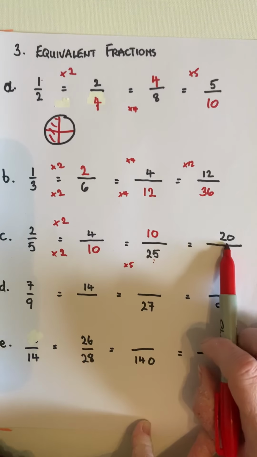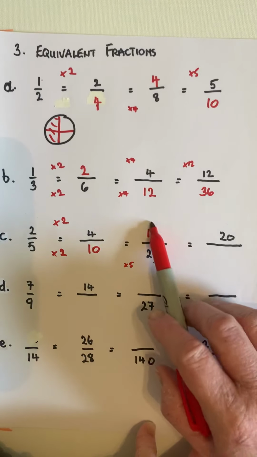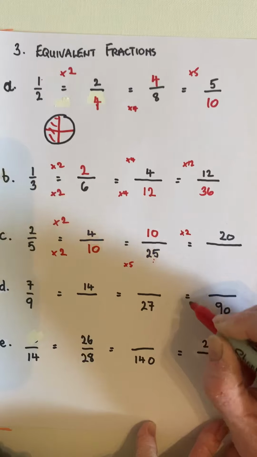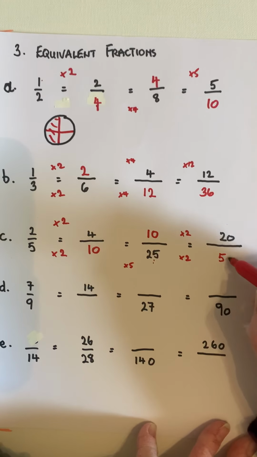For the next one, it's out of 20. And instead of going back to the original, I'm going to look at this one. How do I get from 10 to 20? Well, I double it. So I'm going to double the bottom as well. 25 times 2 is 50.